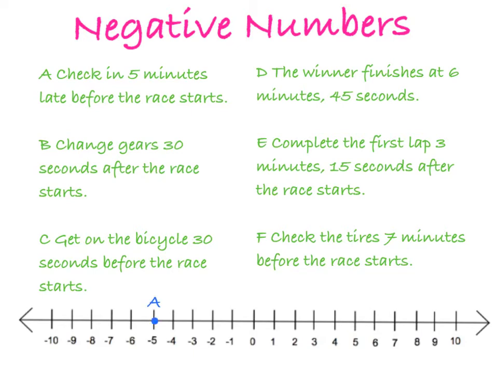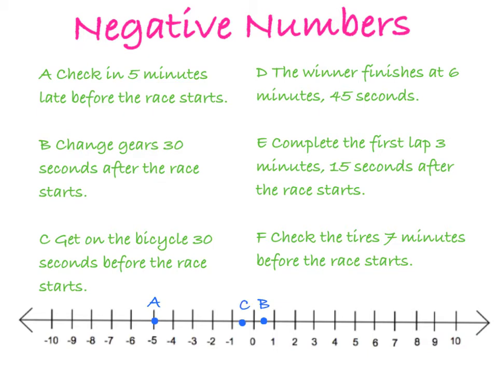Letter B down below letter A says, change gears 30 seconds after the race starts. The race starts at 0, and 30 seconds after 0 would be plotted here. Next, let's look at letter C. It says, get on the bicycle 30 seconds before the race starts. As I just stated, the race starts at 0, so 30 seconds before 0 is a negative number. That would be plotted here.